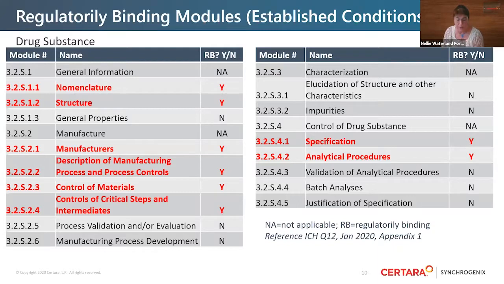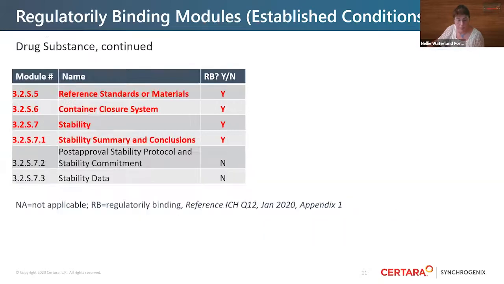Established conditions are regulatorily or legally binding information considered necessary to assure product quality. Any change to an established condition necessitates a submission to the regulatory authority. And the last two sentences that I just read are both from, again, ICH Q12. So of note, sections 3.2.S.7.2 and 3.2.P.8.2, post-approval stability protocols, are not considered established conditions. It's more of a regulatory commitment. This is the protocol we will follow for post-approval stability testing.